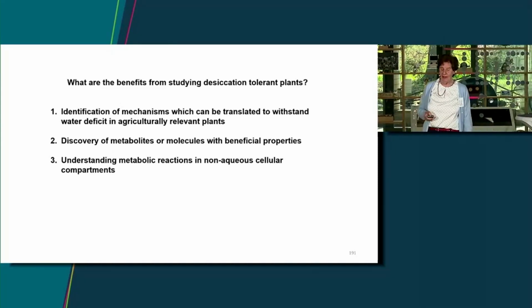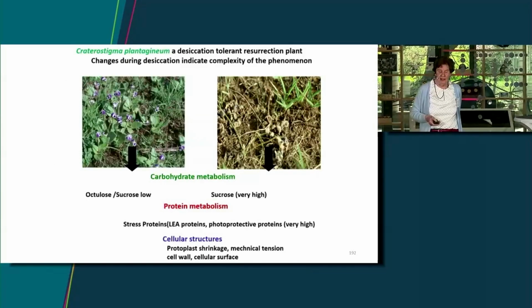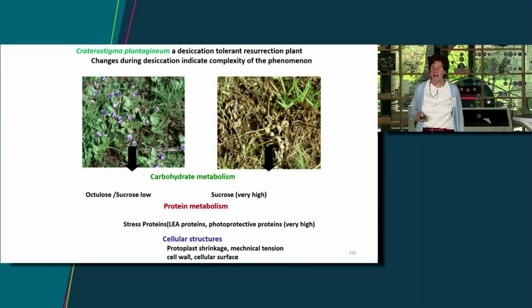First of all, now let me come to the summary. What do we know? And it's a very rough summary. So we have studied the resurrection plant, Craterostigma plantagineum, which you see here in its natural habitat, left the fully hydrated plant, and then on the right, you see the plant just before the rain starts. You see some other plants are already recovered.